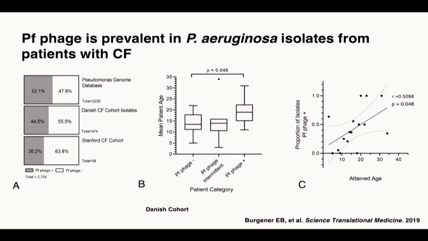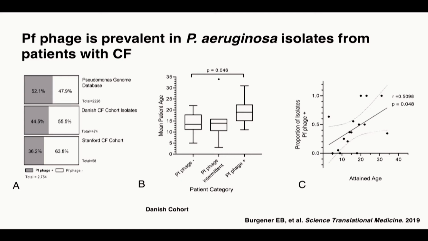So when I came on board as a fellow about 3 or 4 years ago on this project, we wanted to apply this to CF, and our hypothesis was that patients with CF, with Pseudomonas with this phage, would be sicker or have worse outcomes than those patients that have Pseudomonas but without this phage. So we first started broad and looking just to see if this phage is out there.